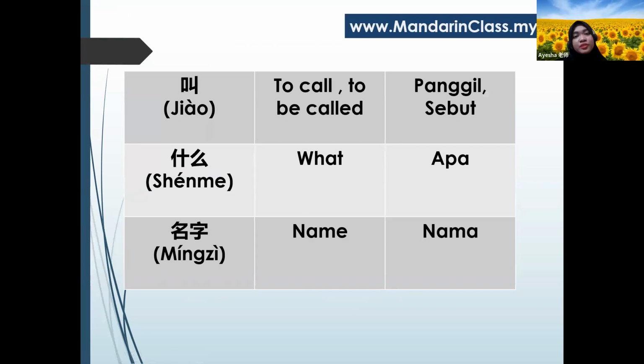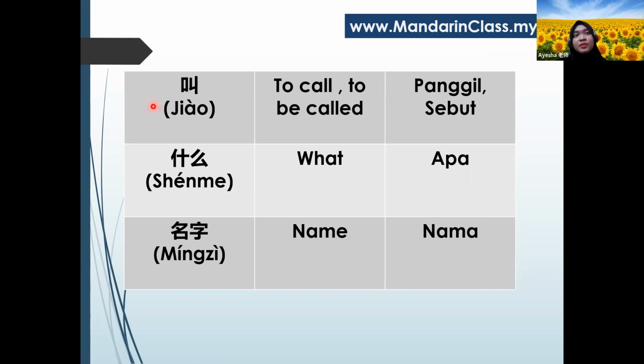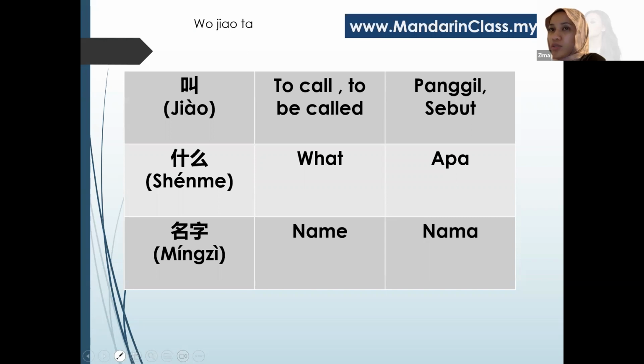Let's learn some new words now. Repeat after me the word 叫. 叫 means to call or to be called. 叫 in Malay is called panggil or sebut. So I can say 我叫他. What am I saying? I call him. Very good, because 叫 means to call or to be called.